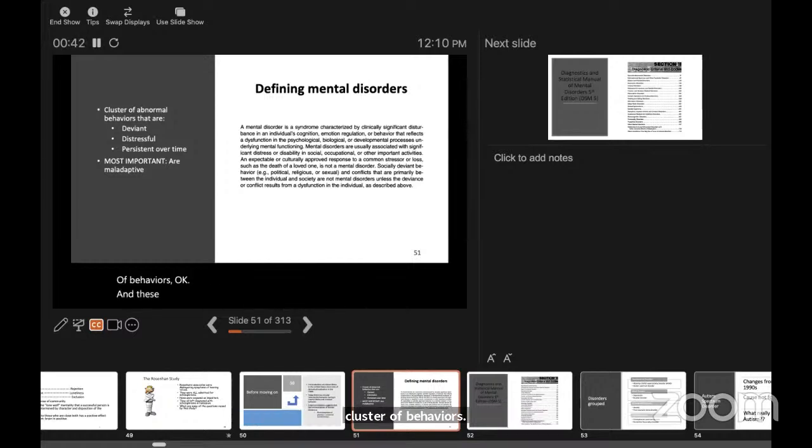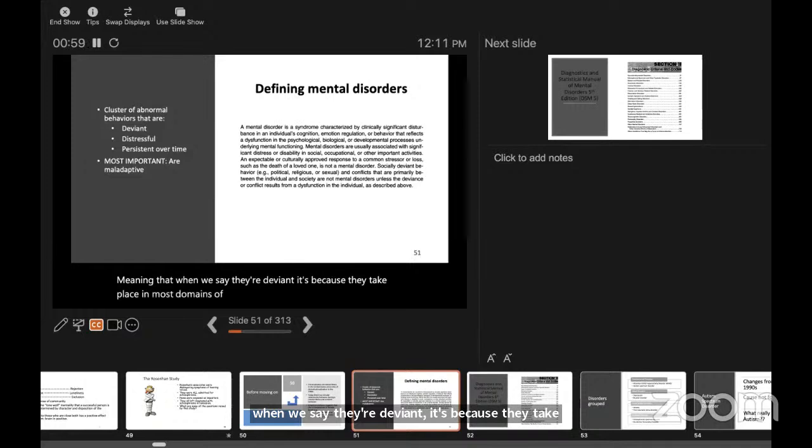And these clusters of behaviors need to have three qualities. One, they need to be deviant, meaning that when we say they're deviant, it's because they take place in most domains of life, okay? So as an example, I'll use the example of depression. If you're only depressed when you're at work, but you don't have any symptoms when you're at home, then it's probably your work setting that is bringing about those symptoms, but it's not necessarily a disorder that's driving it. So when we talk about deviant behavior, we mean that those abnormal behaviors are within most domains of our life, including our home life, our work life, our religious life, our social lives. They're constantly there with the individual.